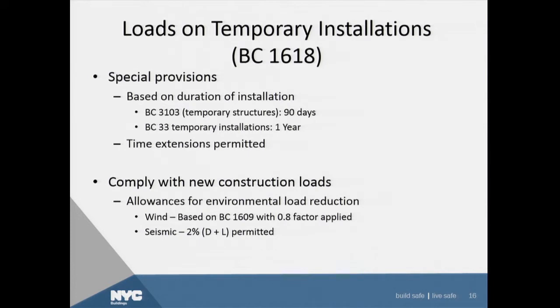Now, basically, these structures are going to be required to comply with the load requirements for new construction, with some exceptions that are permitted for environmental load reduction. Some examples of that are wind. You can apply a 0.8 factor to the wind applied to these temporary structures. And for seismic, you can replace it with a 2% lateral load applied to the structure rather than evaluate them for seismic loading. Now, there are other environmental load allowances permitted in the text.